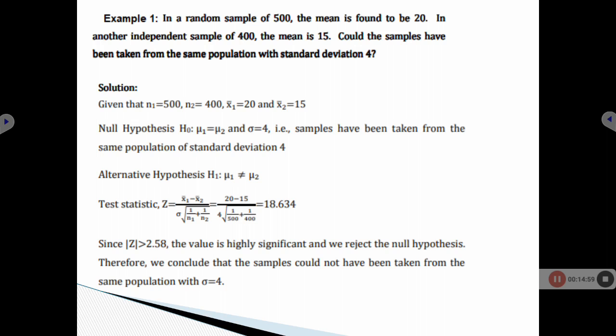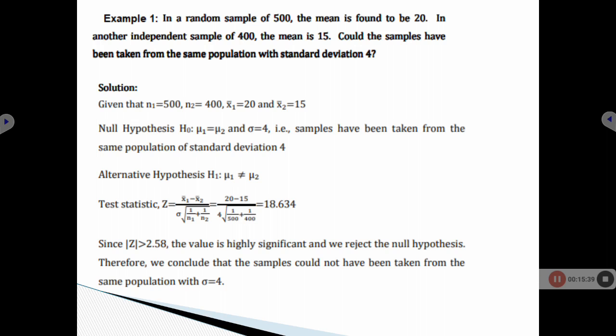Our test statistic here is Z is equal to x1 bar minus x2 bar divided by sigma into root of 1 by n1 plus 1 by n2, because the standard deviation for both populations was the same. So it is equal to 20 minus 15 divided by 4 into root of 1 divided by 500 plus 1 divided by 400. Calculating this, we get the value 18.634.